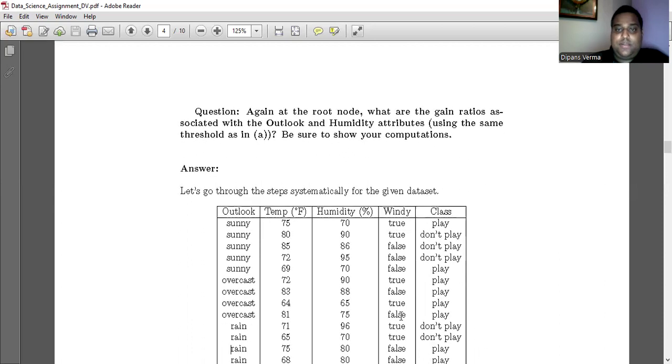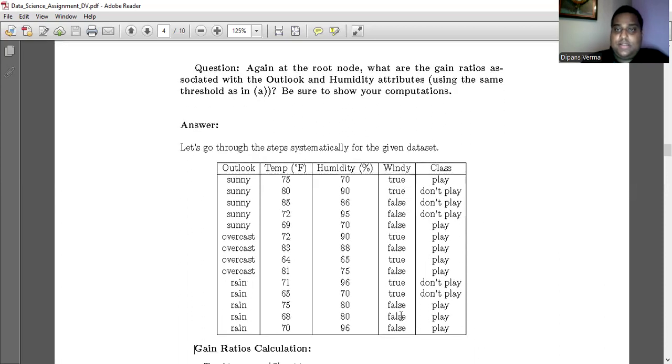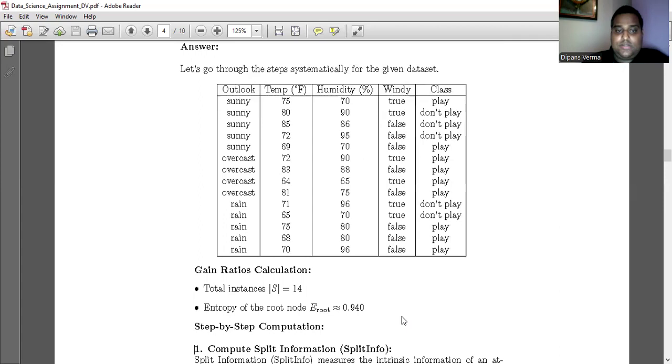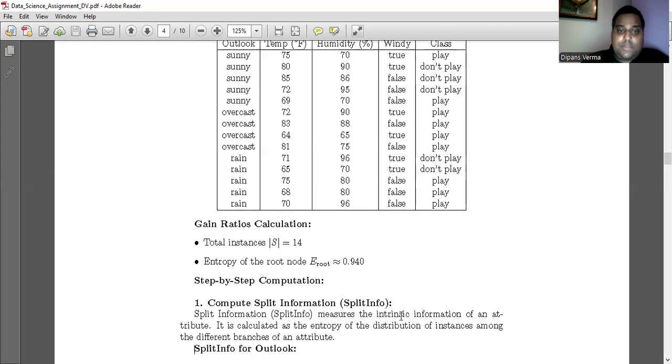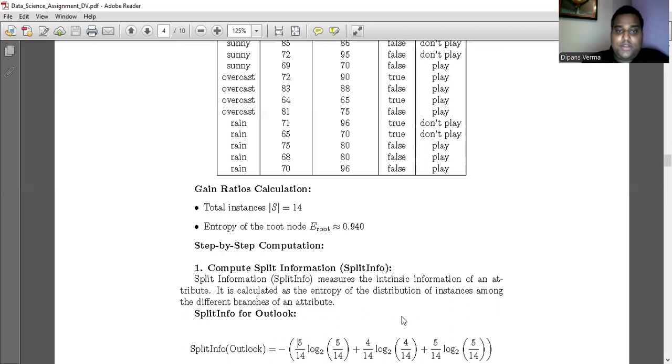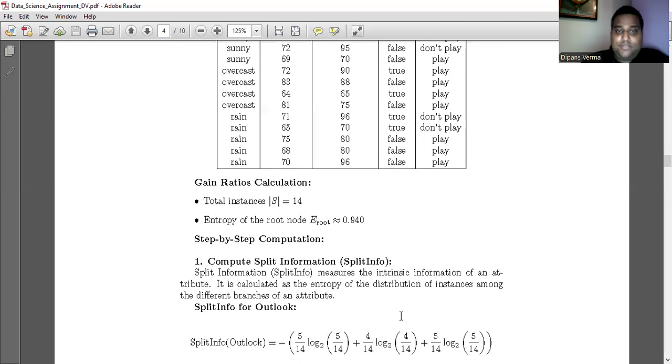So we can see the table, the data set, once again. Here again the same things, and now let's calculate the gain ratio. The total number of instances is basically 14. We have already seen the entropy of the root node, that is 0.940. So step by step, we compute the split information. Split information measures the intrinsic information of an attribute. It is calculated as the entropy of the distribution of the instances among the different branches of an attribute.